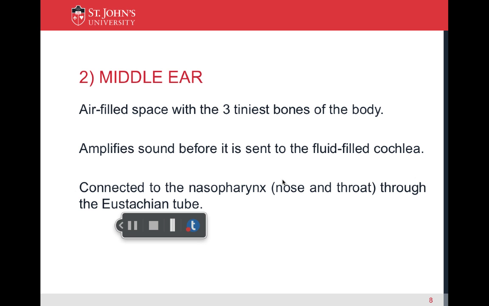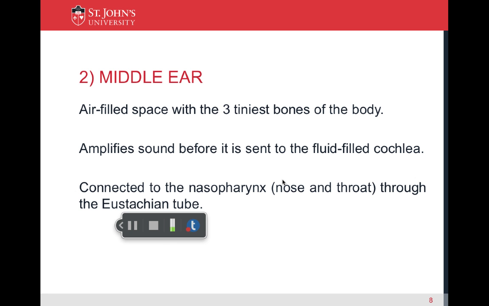So your middle ear is an air-filled space with the three tiniest bones in your body. It amplifies sounds before they're sent into the fluid-filled cochlea. So without our middle ears, it would be like we were swimming underwater. So we have sounds traveling from air to fluid in the cochlea, and the middleman is that middle ear, which amplifies sounds so that we can hear them in the cochlea.